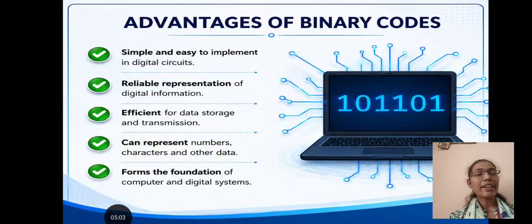Next, advantages. Binary codes can represent numbers, characters, and other data. They are efficient for data storage and transmission. They are simple and easy to implement in digital circuits. They make information easy to store, process and transmit automatically. So this is the advantage of binary code, and they form the basic foundation of modern digital computers.